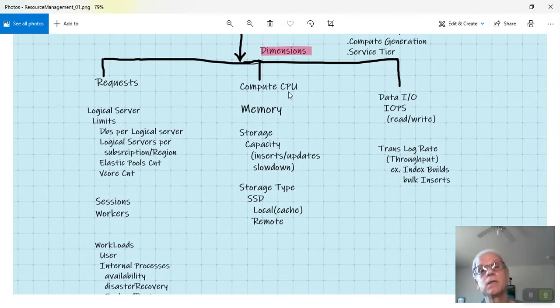There's dimensions on compute CPU. There's resources on memory, storage type, data, IOPS, translog rate, throughput. This is how you're doing a lot of index rebuilds and things are slowing down. Well, because you're passing the throughput on the transaction log. Don't panic. Don't throw everything out and restart again. Understand what's happening. So that's screen one, and we'll get to the next screen in a second.